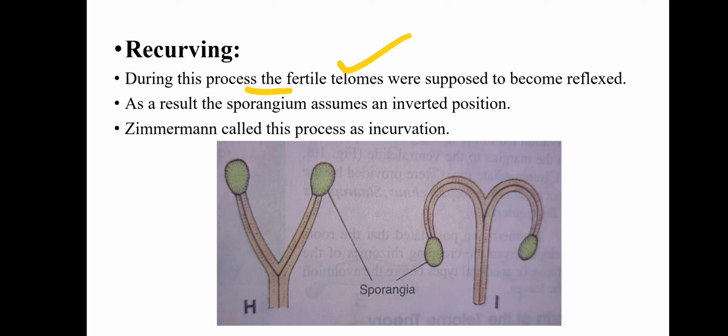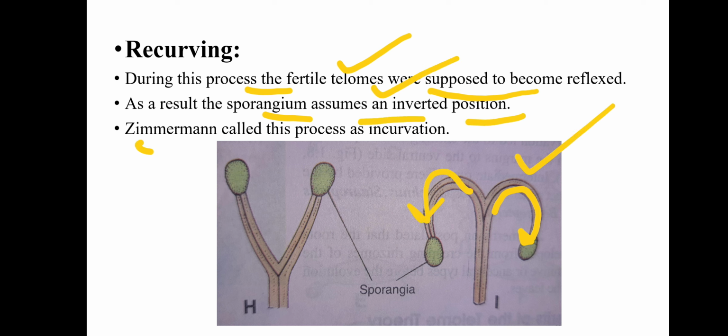Then recurving. In this process, the fertile telomes were supposed to become reflexed. As a result, the sporangium assumes an inverted position. Zimmermann called this process incurvation.